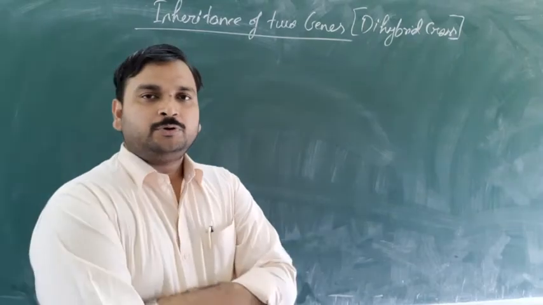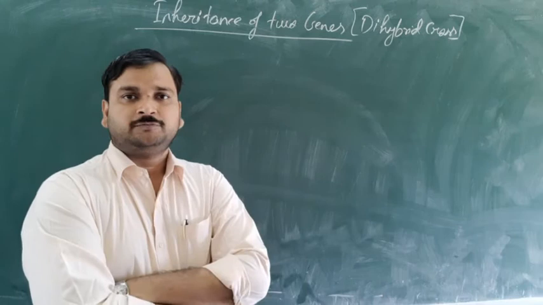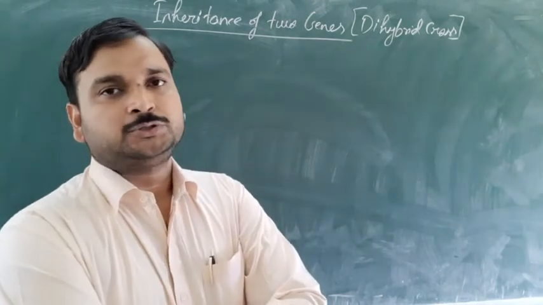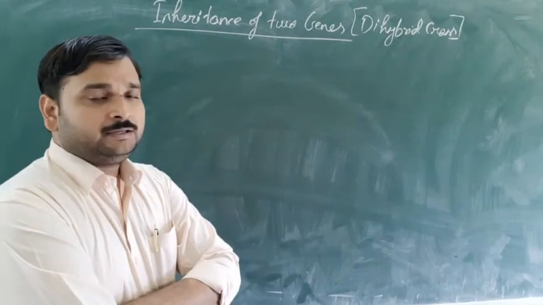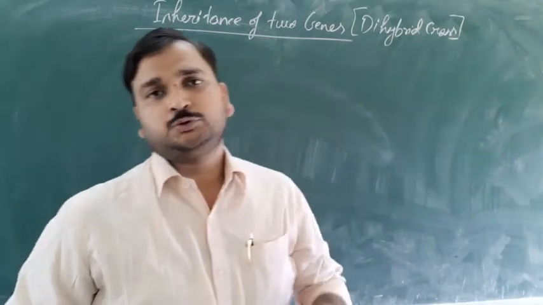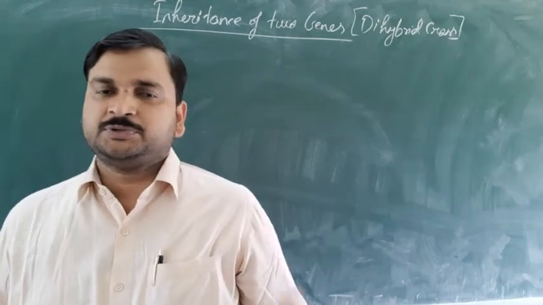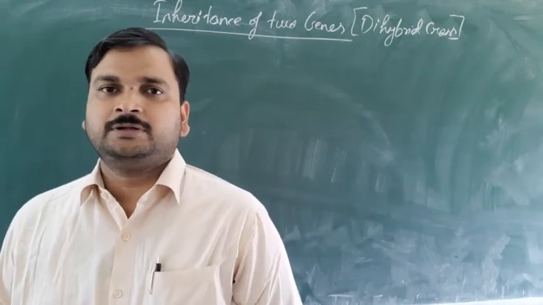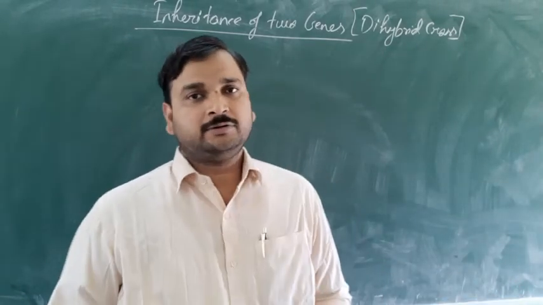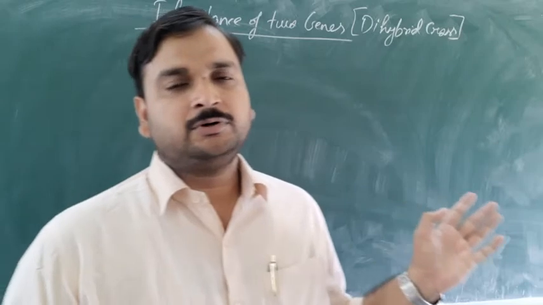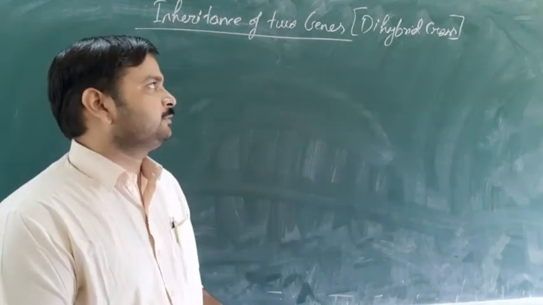So today I am going to start the next topic, that is inheritance of two genes, also called dihybrid cross. So far we have studied up to monohybrid cross. Monohybrid cross we have seen, then exceptions of law of dominance we have seen. Then in the previous video I discussed the test cross and back cross. Now I am going to discuss the inheritance of two genes, or dihybrid cross.